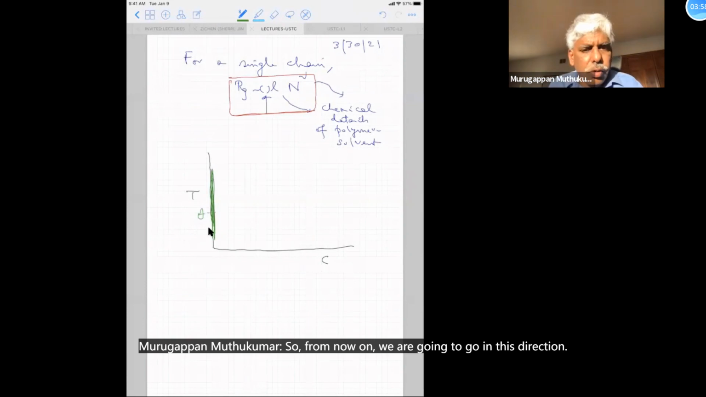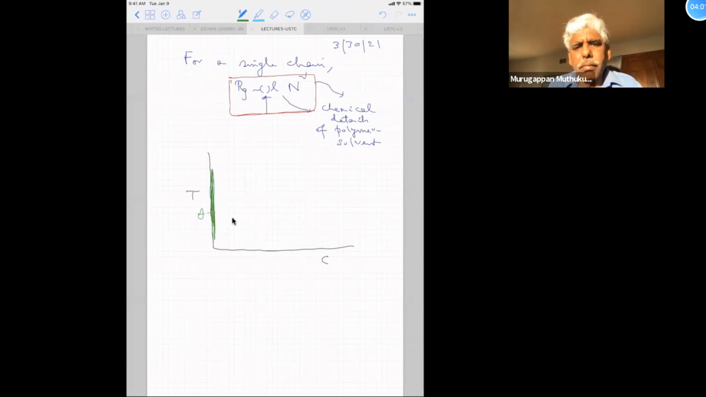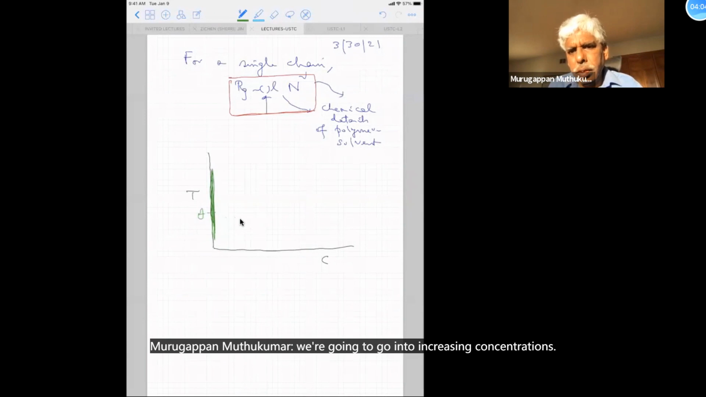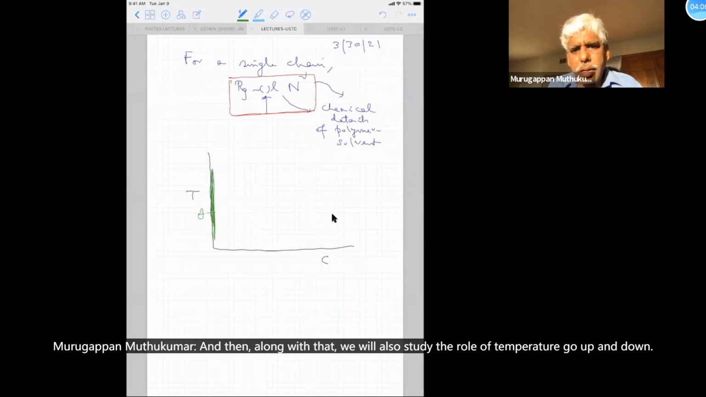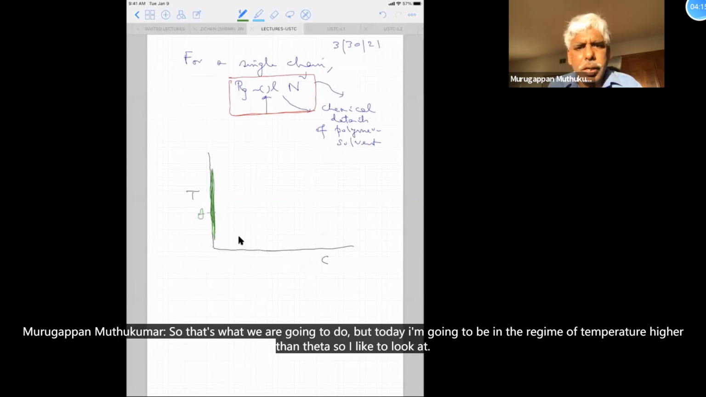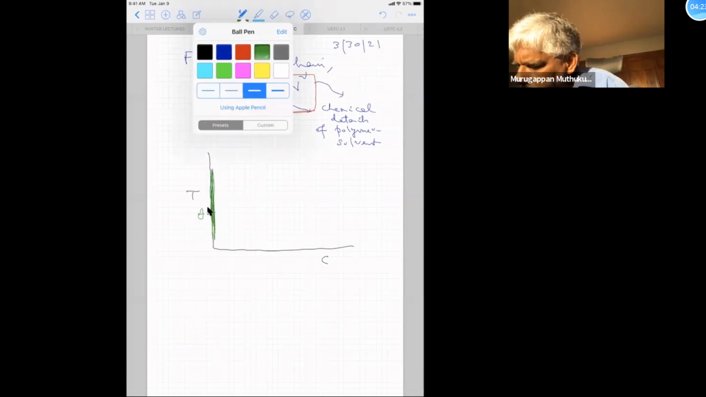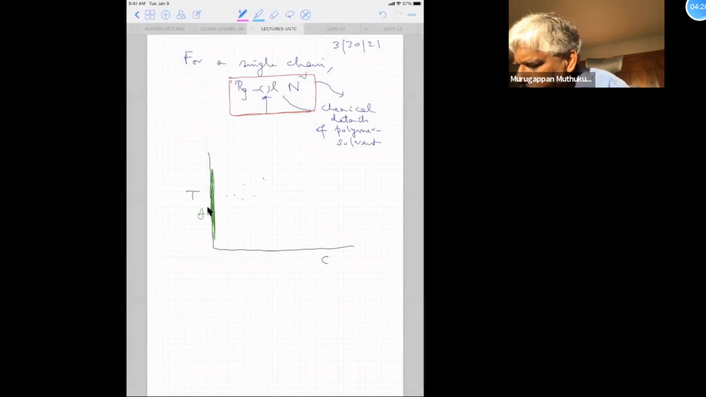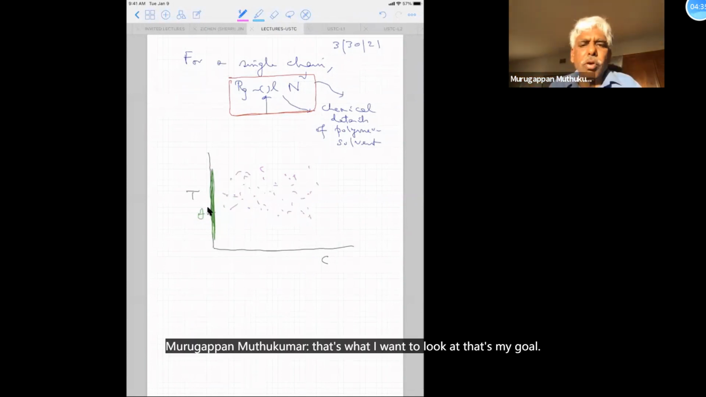So from now on, we are going to go in this direction, into increasing concentrations. Along with that, we will also study the role of temperature, going up and down. But today I'm going to be in the regime of temperature higher than theta. So I'd like to look at this region. That's my goal.